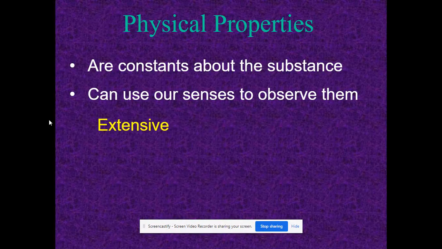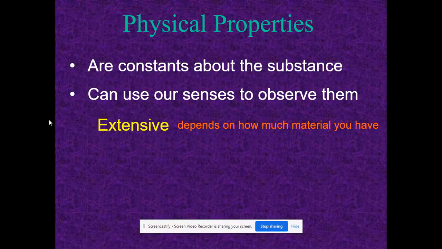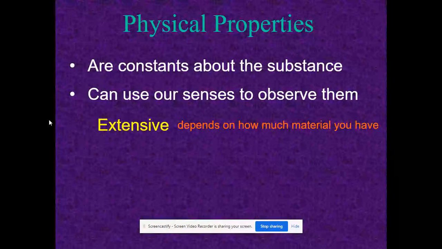All right, we're going to go into what's called extensive versus intensive properties. An extensive property is a property that depends on how much material you have, like volume. This is something that would change based upon the size of the substance you had. So volume, mass, those things would change whether you had a little drop of water or a whole pool of water. Those are considered what we call extensive properties.